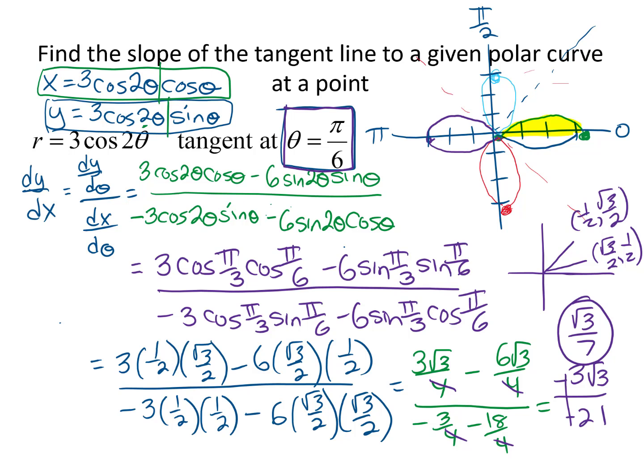So that is the slope of the tangent to the curve at pi/6. If we go look at the curve at pi/6, somewhere in here, that looks reasonable. It should be a positive slope somewhere in there.